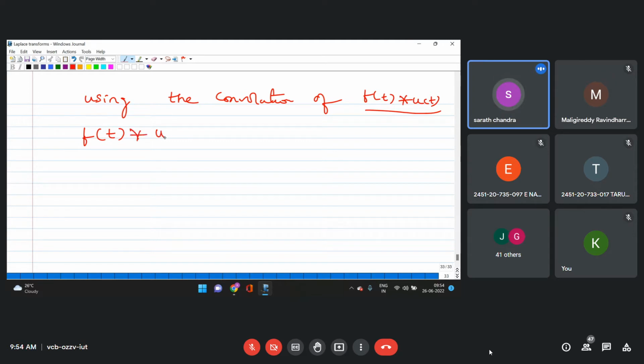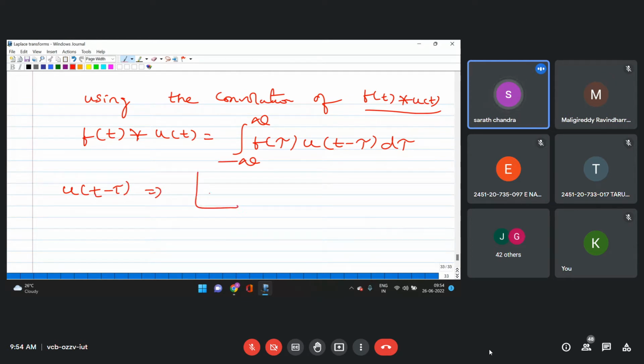So f of t convolved with u of t, let me take. So how do we write this? Minus infinity to plus infinity, right? F of tau u of t minus tau d tau. This is the expression for convolution, right? Isn't it? Now understand each and every point carefully. Now let me try and find this u of t minus tau. So for this, what should I do? Let me take this u of t first. Clear? Or u of tau. Let me directly go with u of tau first.